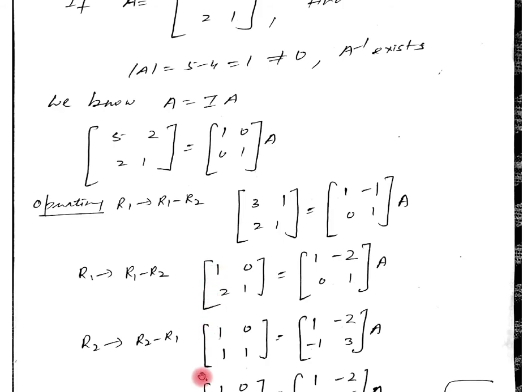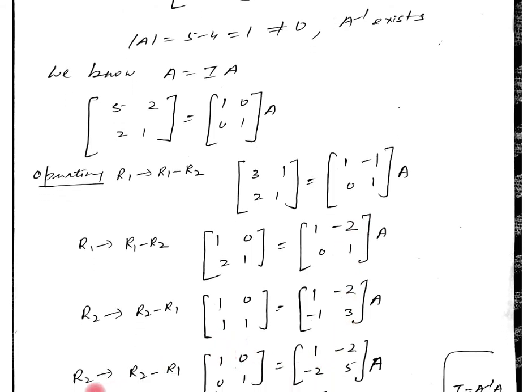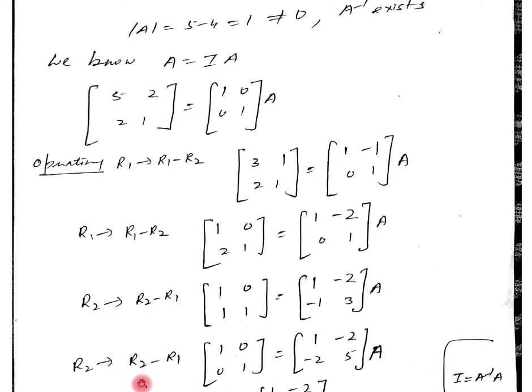2 minus 1, 1. 1 minus 0, 1. Similarly here again the first row as it is, 0 minus 1, minus 1, minus minus plus 1 plus 2, 3. Now I have to make it 0. What I have to do? I am operating here R2 to R2 minus R1 because 1 minus 1 is 0. Now R2 to R2 minus R1.